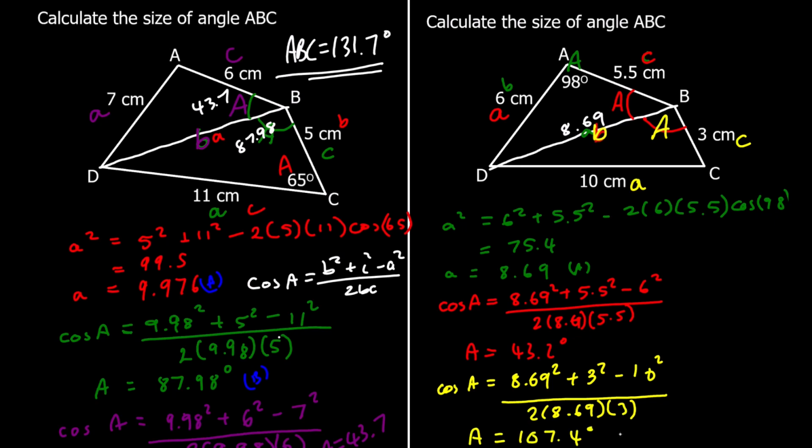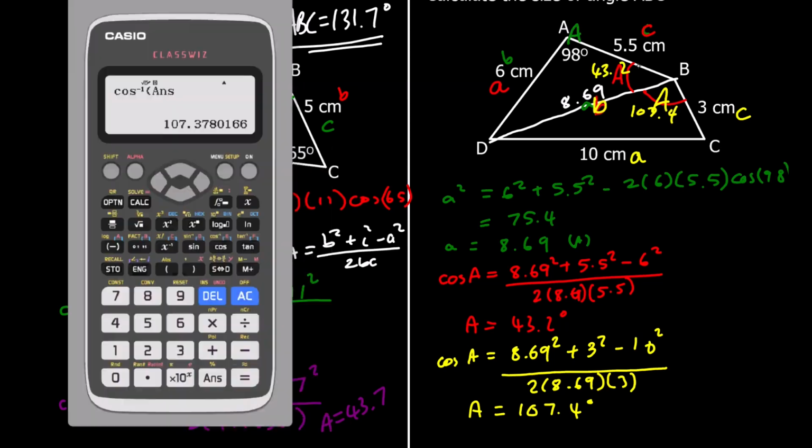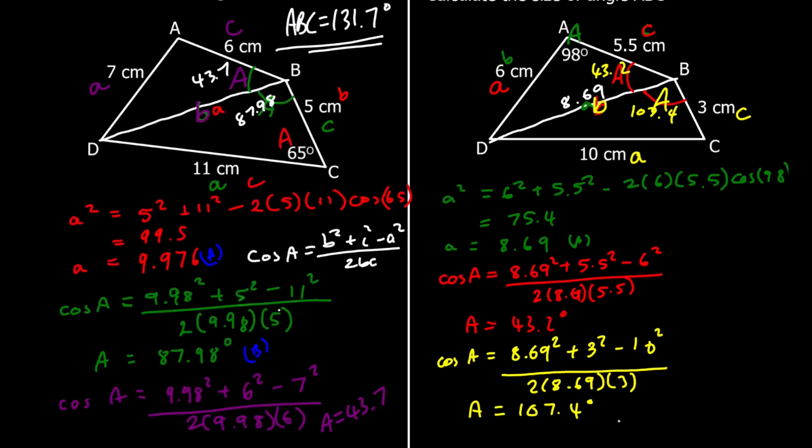107.4 degrees. So we've got our two parts, 107.4 and 43.2. Add them together. So that's 150.5 degrees.